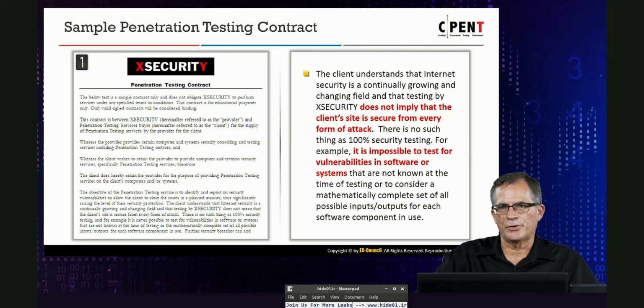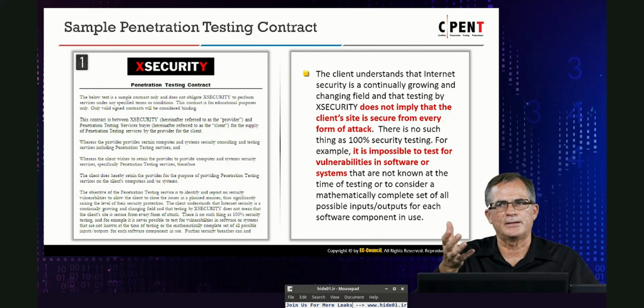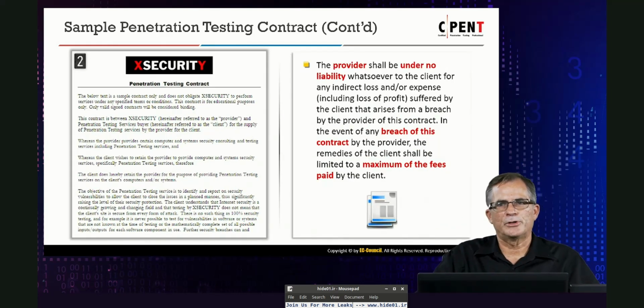So here's another example for you from X Security, the penetration testing contract. All right? Always tell them that the client site is never secure from attack. No such thing as 100% security testing. We're going to find what we can find, emulating the level of threat that we've agreed to and the amount of time that the contract's going to be carried out. There's no way to guarantee anything that is 100% secure. Can't do it. Provider shall be under no liability.